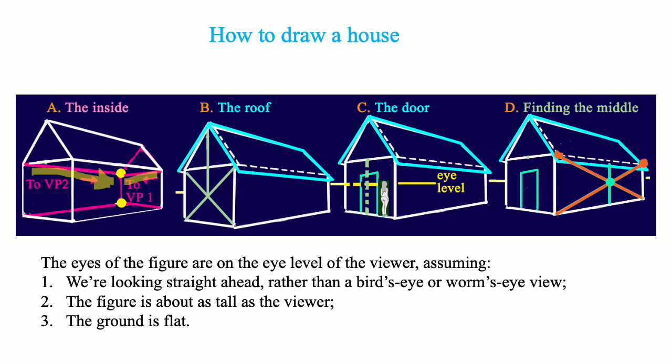Eye level usually crosses the door about 3/4 of the way up, assuming the viewer is standing. Now the eye of the figure would be on the eye level of the viewer if the following is true. If the viewer is looking straight ahead rather than a bird's eye or worm's eye view, if the figure is about as tall as the viewer, and if the ground is flat.